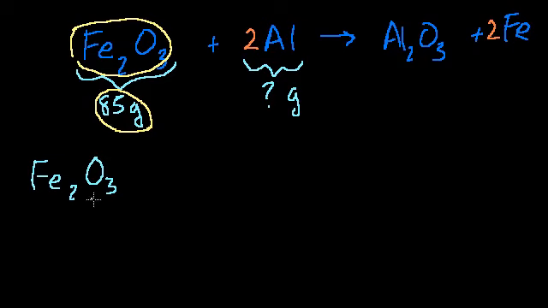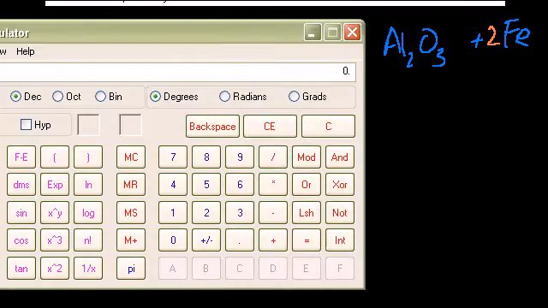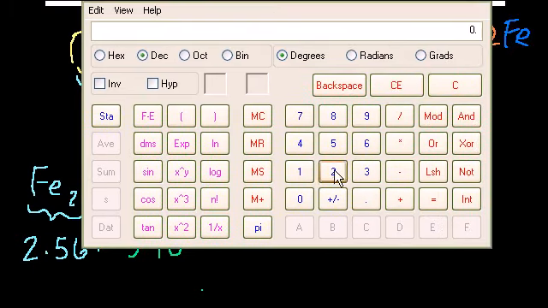So this mass is going to be 2 times 56 plus 3 times 16. We can do that in our heads, but this isn't a math video, so I'll get the calculator out. So let's see. 2 times 56. No, sorry. 2 times 56 plus 3 times 16 is equal to 160.